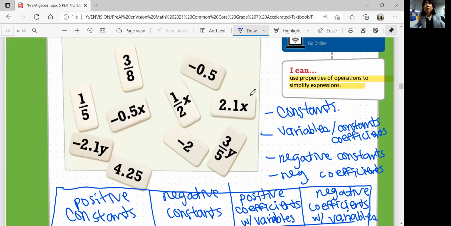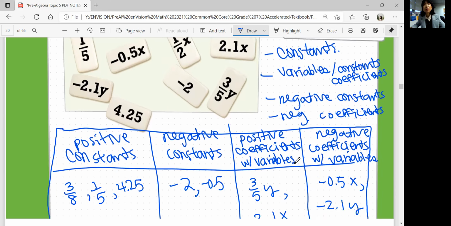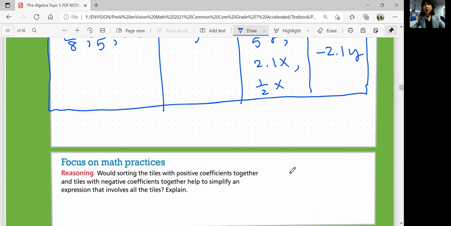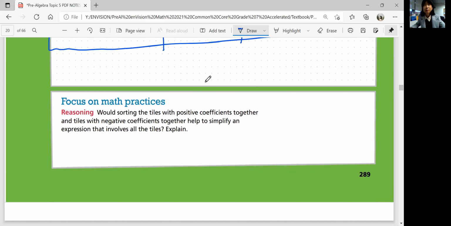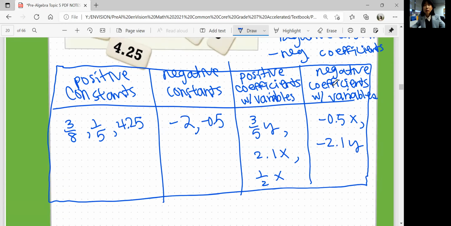Or you can group them with X tiles and Y tiles, and then the numbers, right? X tiles and the Y tiles and the constants. So there are multiple ways you can group them, but these are my grouping, okay? You don't have to have that, but make sure you have your own.